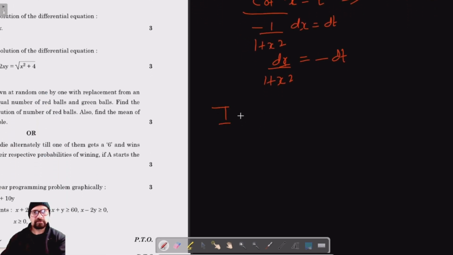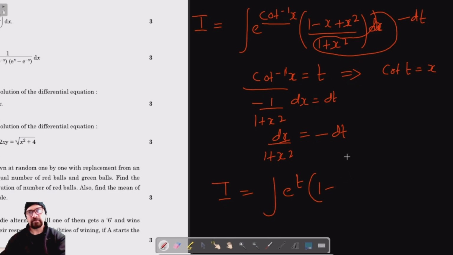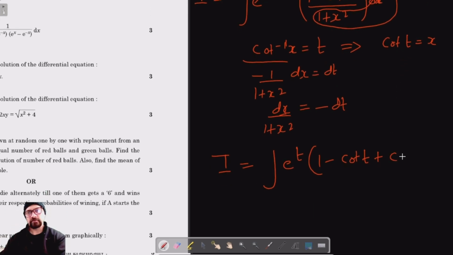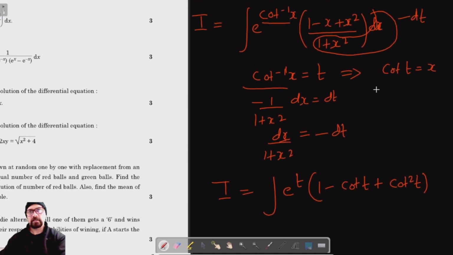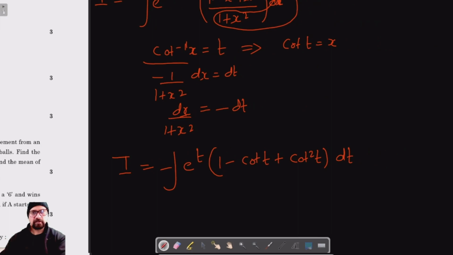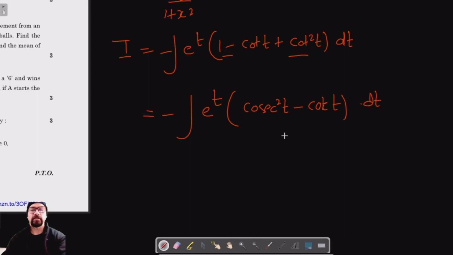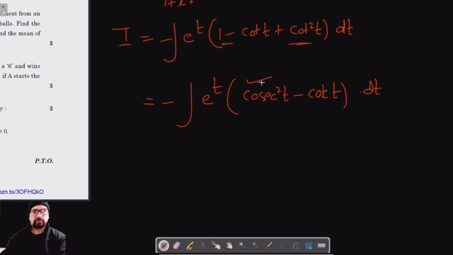Okay, let's make the substitution. So our integral is e raised power t into 1 minus x, where x is cot t, plus x square is cot square t, and dx upon 1 plus x square is negative dt. So this is now negative of e raised power t into cot t minus cosecant square t into dt, because 1 plus cot square is cosecant square t.